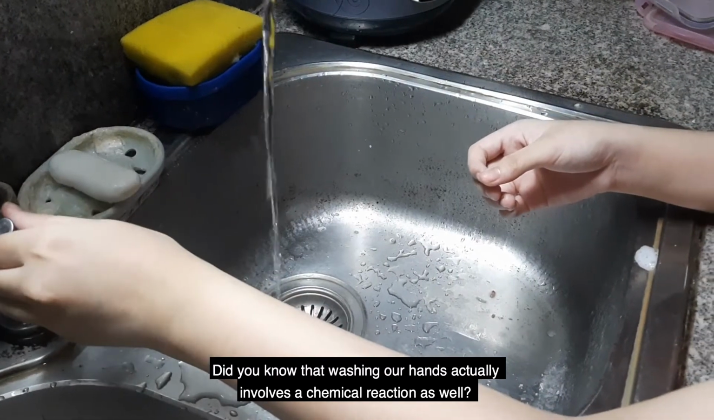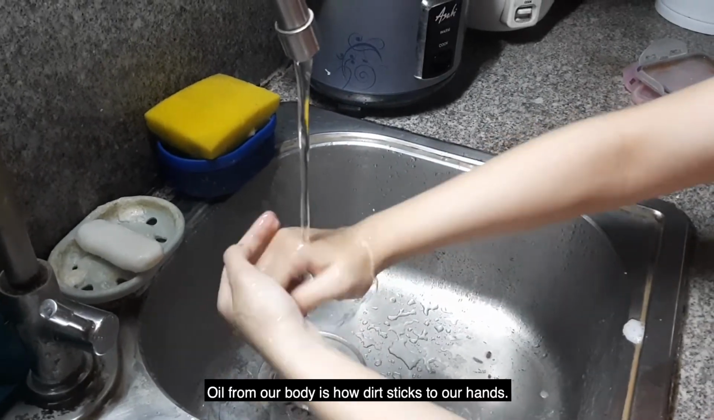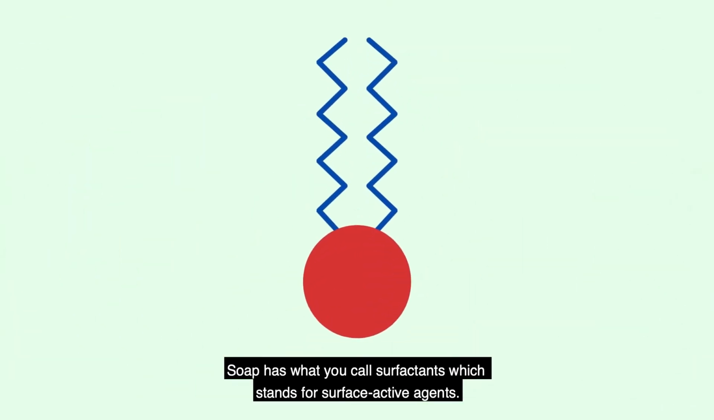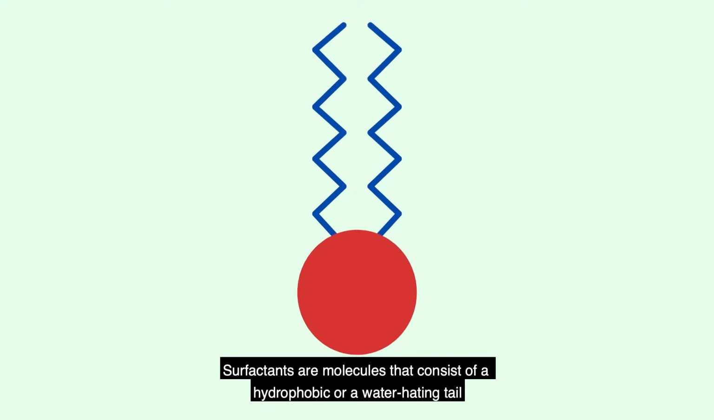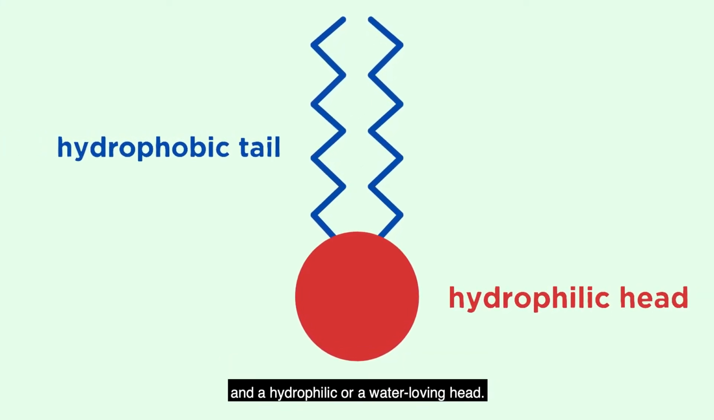Did you know that washing our hands actually involves a chemical reaction as well? Oil from our body is how dirt sticks to our hands. It binds to it, and while water dissolves most particles that stick to our hands, it can't dissolve oil. This is why we use soap. Soap has surfactants, which stand for surface active agents. Surfactants are molecules that consist of a hydrophobic, or water-hating, tail and a hydrophilic, or water-loving, head.